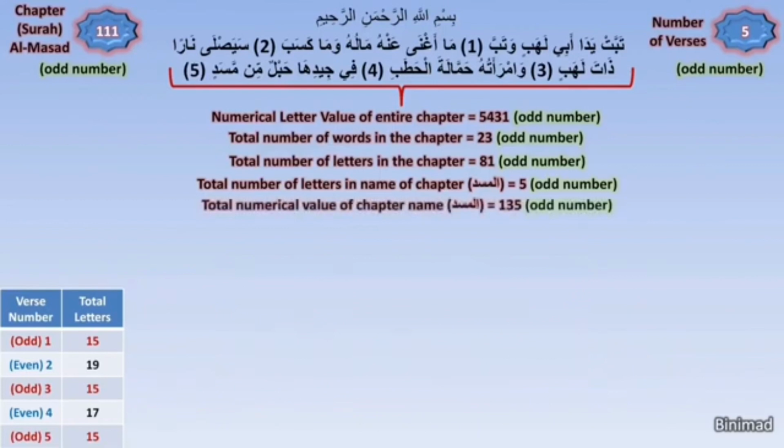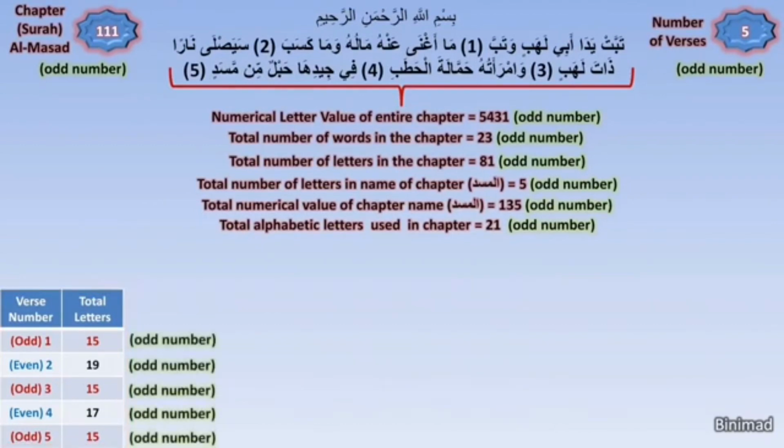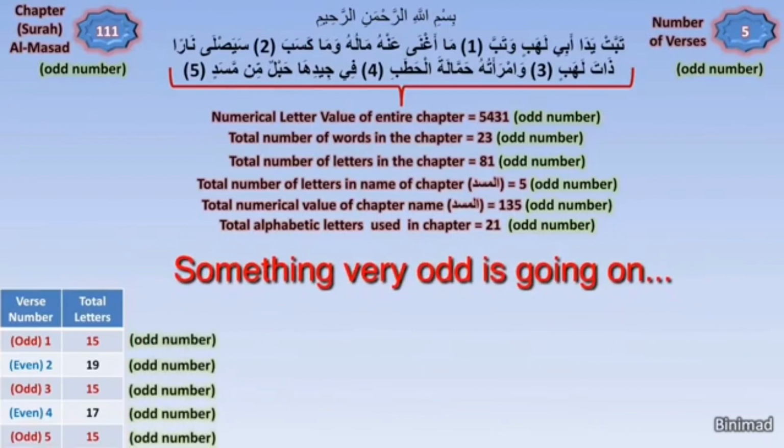Then, just when we think we are done, we take a closer look at the letters that make up this chapter, and we find that out of the total 28 Abjadi Arabic letters, only 21 are used to make up this chapter, which amazingly again is an odd number. Subhanallah. Now remember that we had seen how amazingly every single verse has a total letter count, which is also an odd number. Truly something very odd is going on here, but we are not done yet.